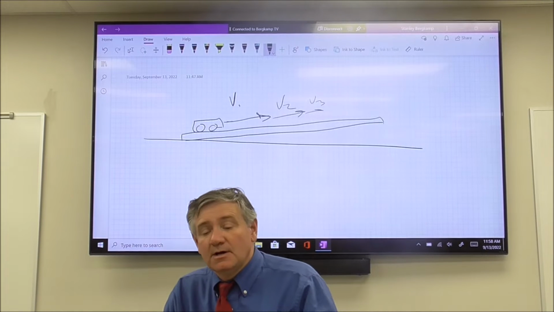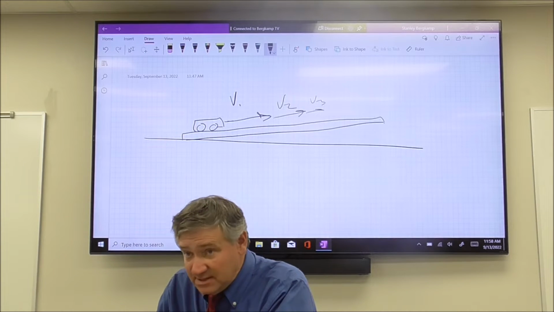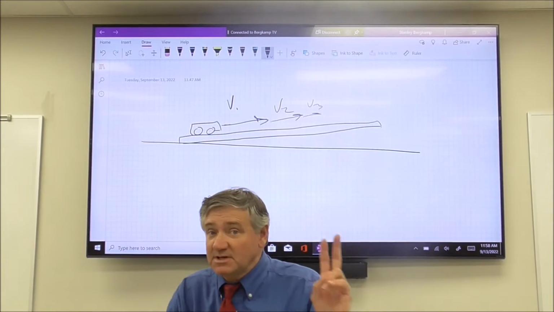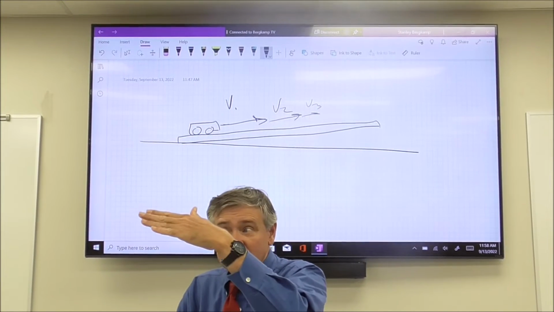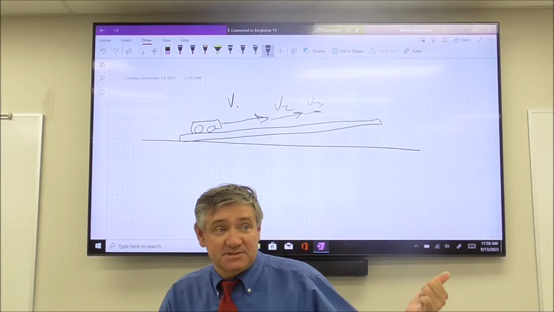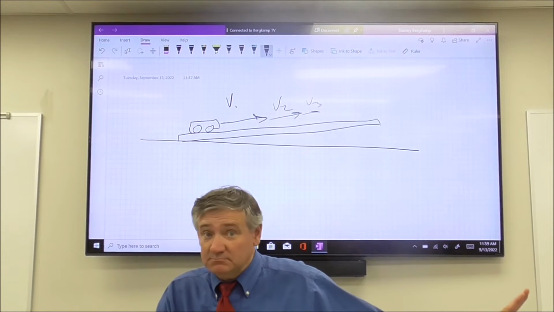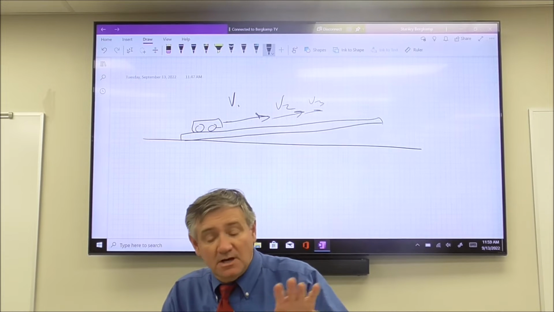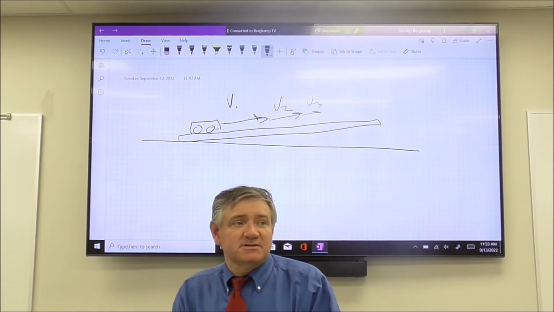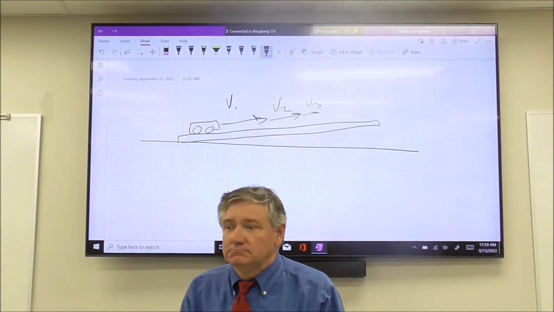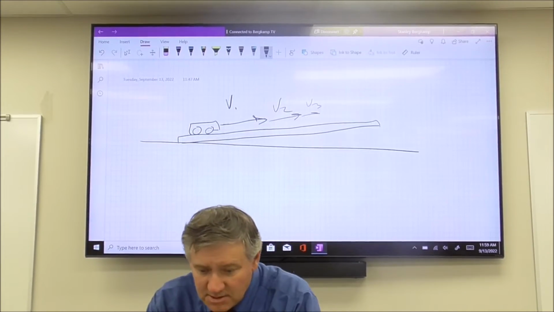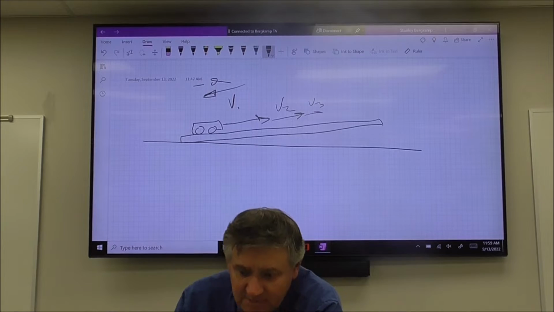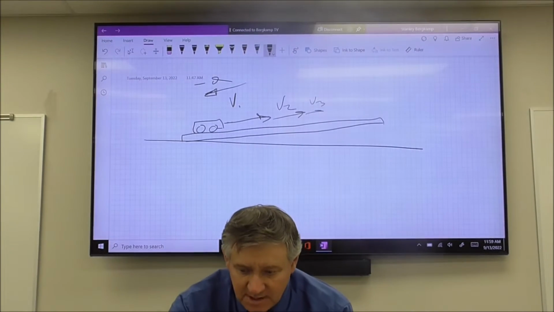Now, as soon as you realize that it's accelerating, you have one of two choices. Either your acceleration vectors point in the same direction, or they point in the opposite direction. That's it. So, which direction are they going to point? Up or down? Down. So my acceleration vector is going to point down the hill. So I'm going to have some negative acceleration. Call this negative A1.